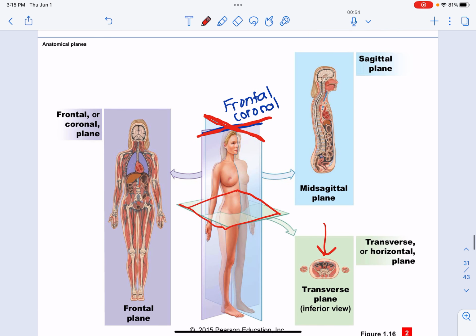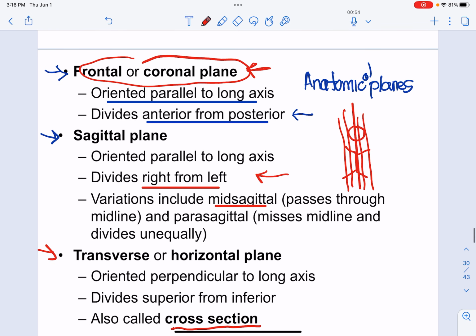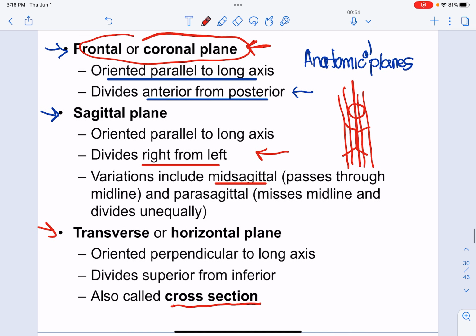So again, here is the sagittal. Mid-sagittal would make a section into left and right body parts. Here is a frontal where you're taking off the anterior portion of the body. And here is the transverse section, okay? Those are the three anatomical planes that you can make throughout the body.